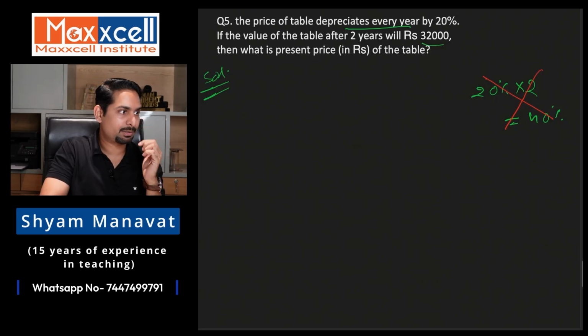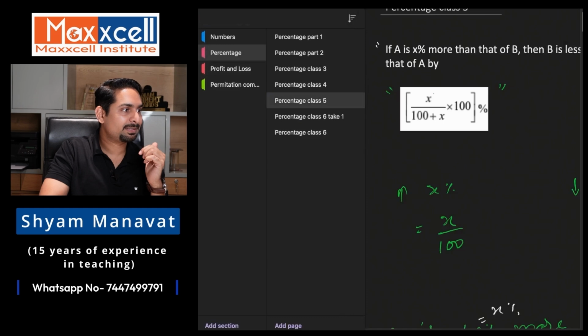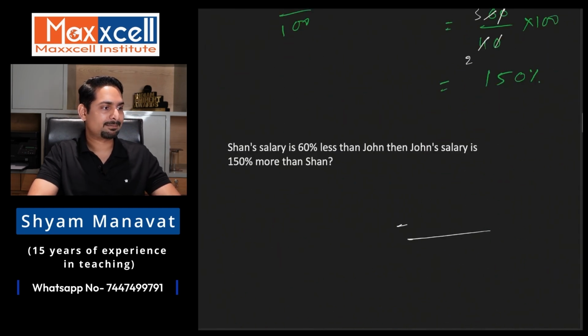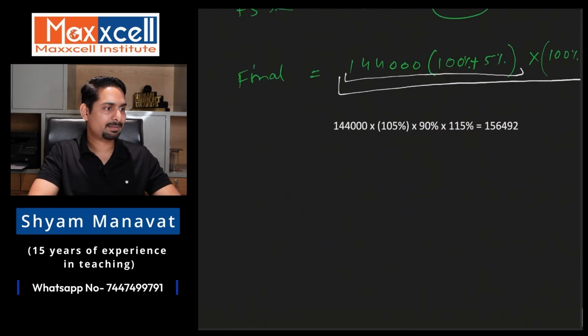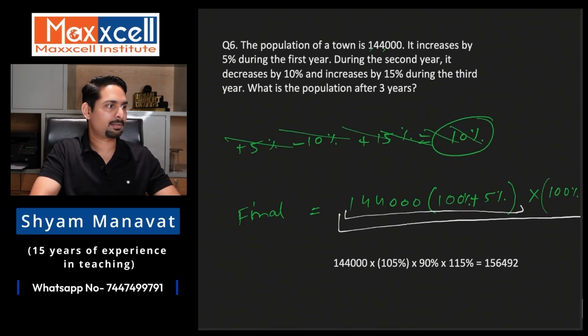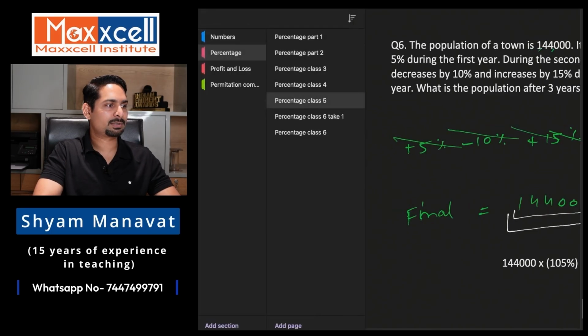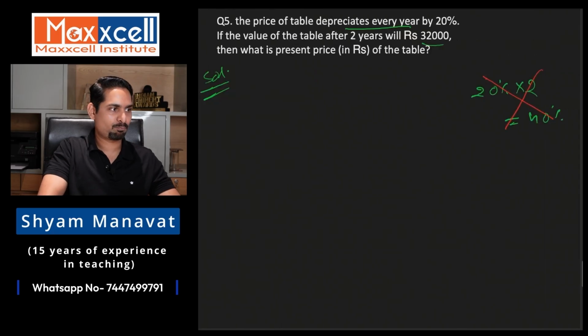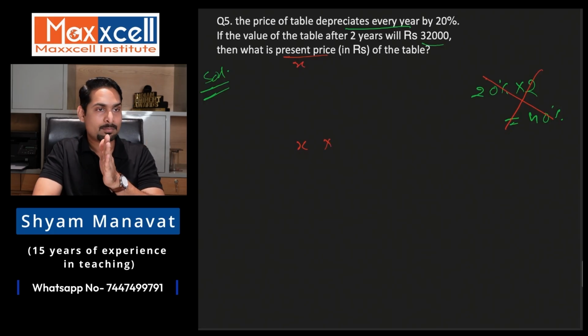I'll show you how it works. Although we have seen the example of sequential increase decrease in our previous part, you can watch that part again. Coming back to this, we have present price. Let's say present price is X, and that is going to depreciate by 20%.